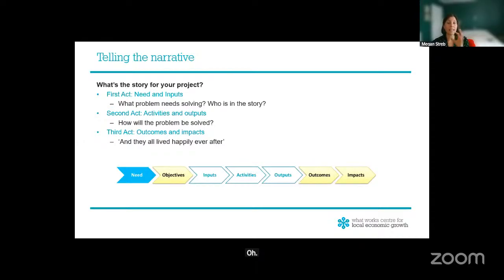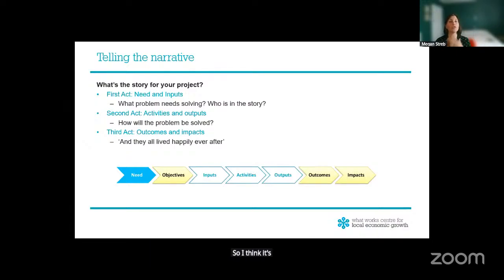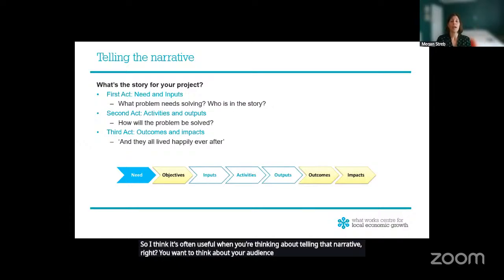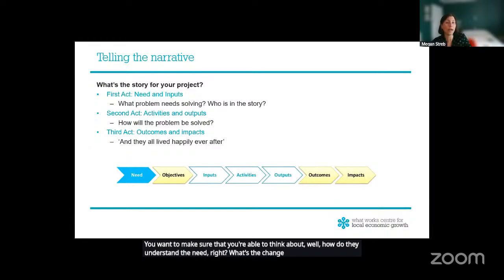I think it also can really help us tell a narrative, right? It gives you the structure which you can then hang your story on. So I think it's often useful when you're thinking about telling that narrative to think about your audience. Whether that's writing a strategic case for a funder, a briefing for an elected member, or a potential partnering organization, you want to think about how they understand the need. What's the change they want to see? How is what we're delivering going to help them with that?